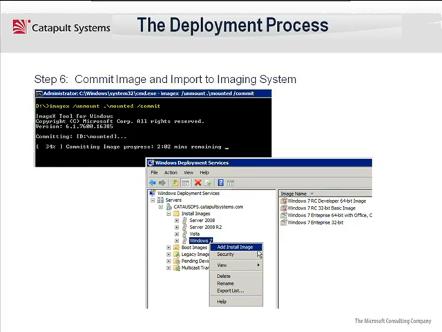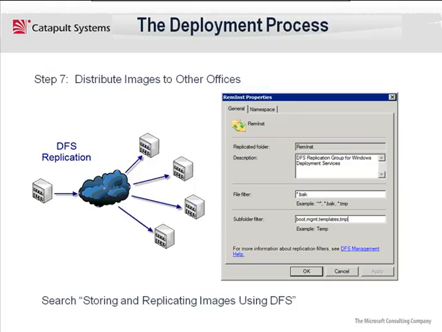So once you've done injecting your drivers, you can commit your image with ImageX and import it into your image system. And if you have several branch offices, you can use the distributed file system replication service to dish out the images to other DFS servers in other offices.